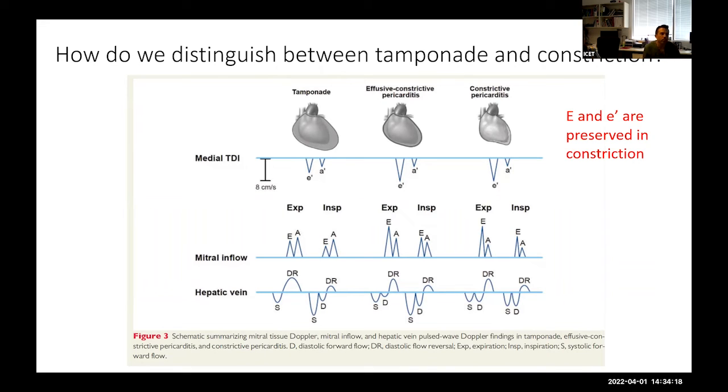Now, this is a very interesting diagram that I found, I think, in some article or other. And basically, it shows you how the E and E prime are preserved when you have constriction. But when you have restriction, you will see a different pattern. This is one of those cases where a picture is worth 1,000 words, isn't it?